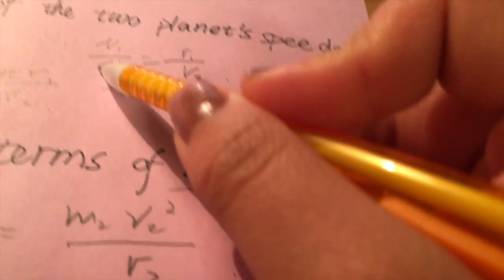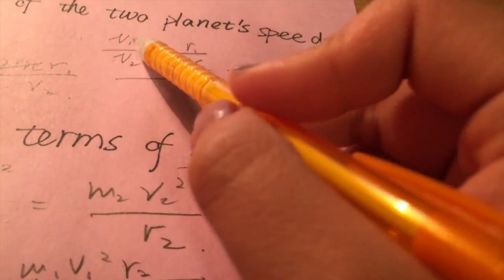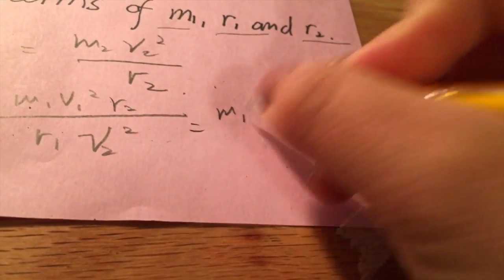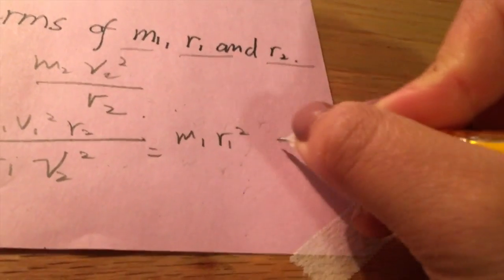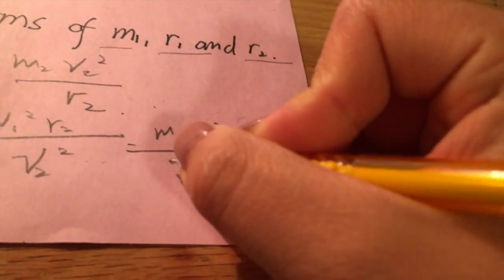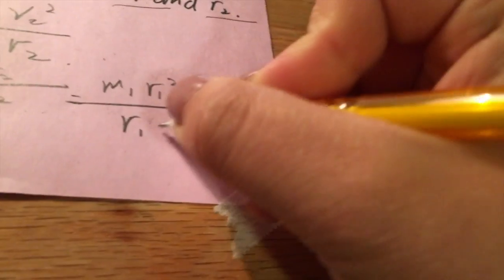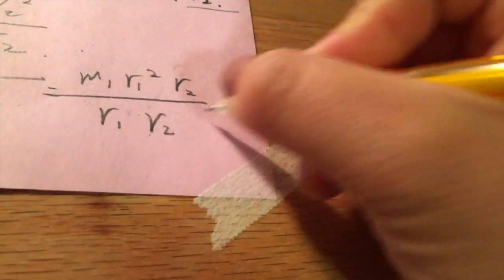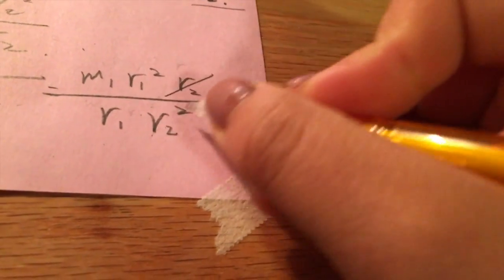We know the ratio from part B that v1 over v2 equals r1 over r2, so we can rewrite this as m1 r1 squared r2 over r1 r2 squared, and then this cancels out, this also cancels out, so we eventually have m2 equals m1 r1 over r2, and that is the expression for m2.